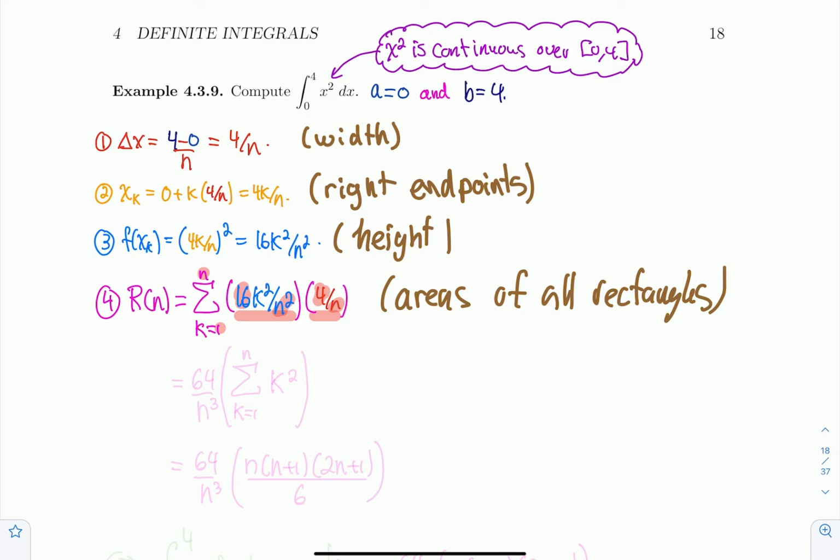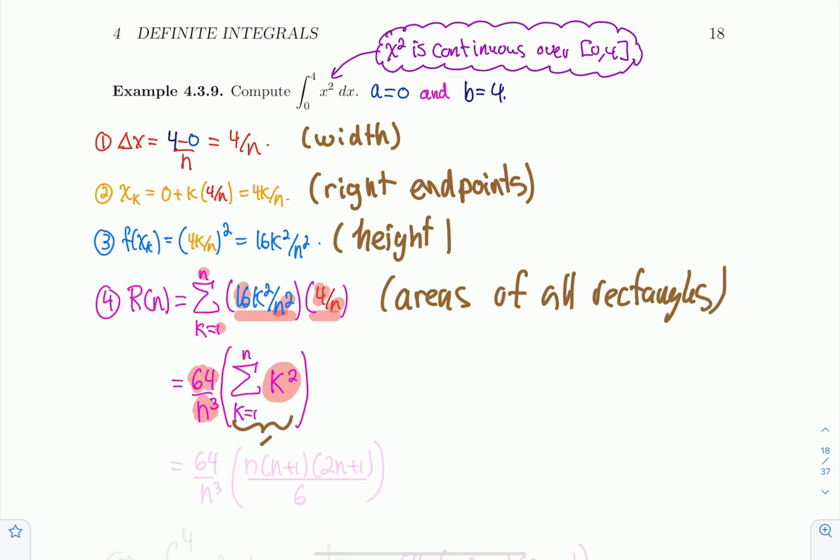So if you take 16 times 4 outside, you're going to get 64. If you take n squared and n at the denominator outside, you're going to get over n cubed, and the only thing that depends on k is k squared. That is changing, so this needs to stay inside your summation. So here we go. This simplifies to 64 over n cubed times the summation of k squared from k equal 1 to n.